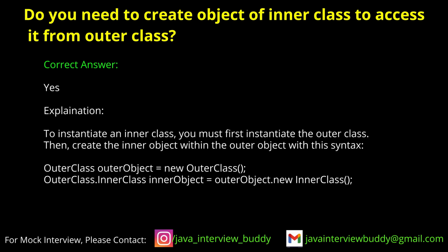So suppose you have a class, and inside that you have an inner class. To access the inner class's elements or methods from the outer class, do you need to create an object of that inner class? No, anonymous classes you are saying? Not an anonymous class. We are giving a name to that class. That is an inner class, and we are not using anonymous classes. We are having a name for it. Yeah, a non-static inner class.